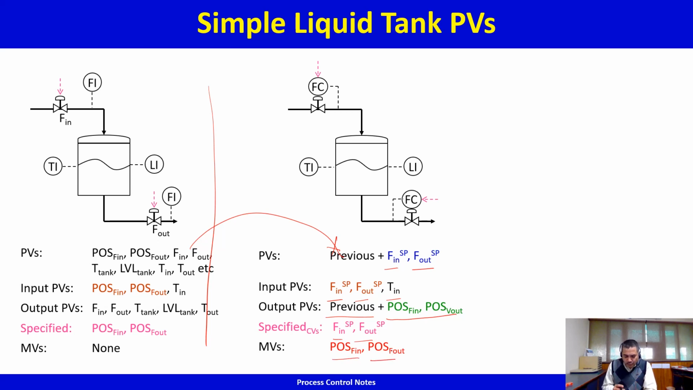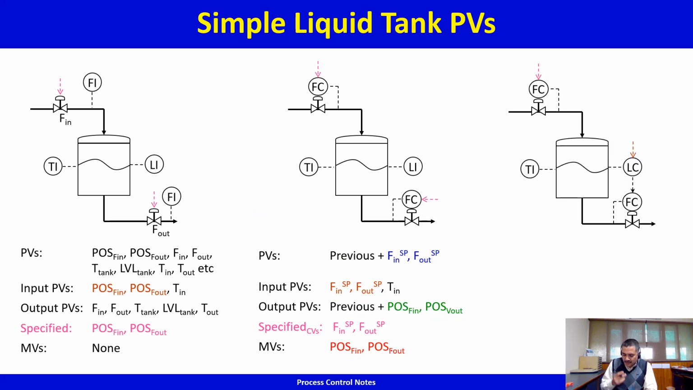So you see, when you implement a control system on a process, you are effecting new relationships between the process variables through the controller, and that changes what constitutes input process variables, what constitutes output process variables, what is specified, what is calculated, or what is independent, what is dependent.